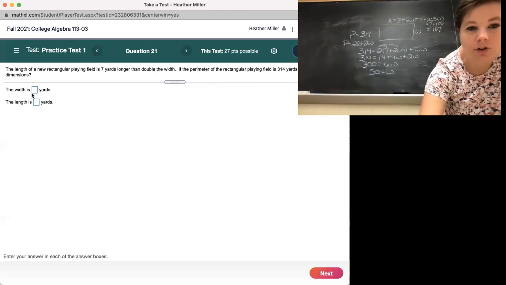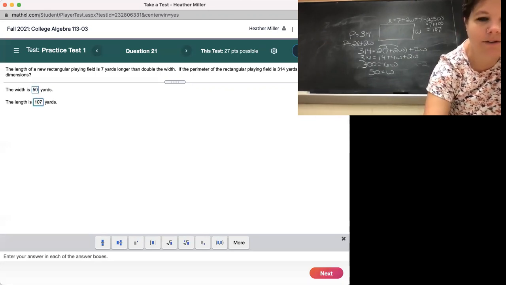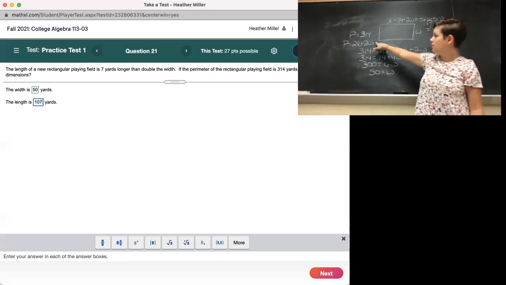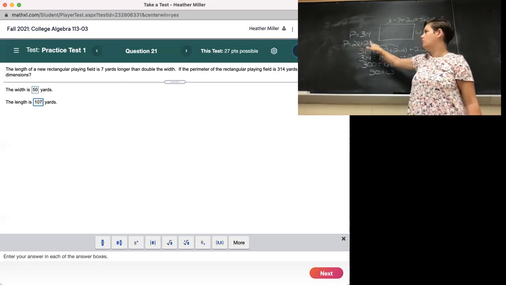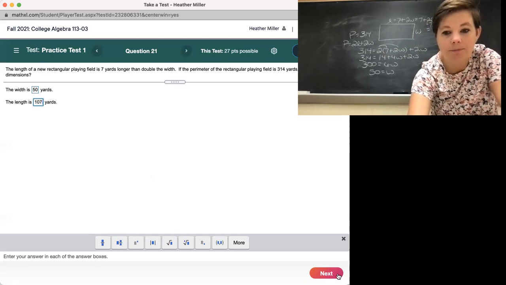So the width, you got to make sure you get it in the right box. Our width was 50, and our length was 107. And you can always go back and check this by plugging it into the perimeter equation. Plug in what we got for L and plug in what we got for W, and it should equal the 314 that they told us in the beginning.